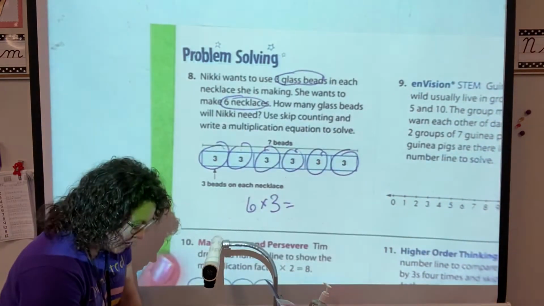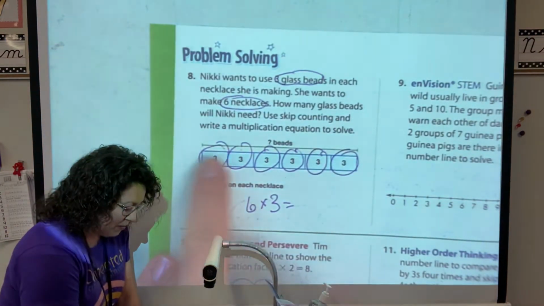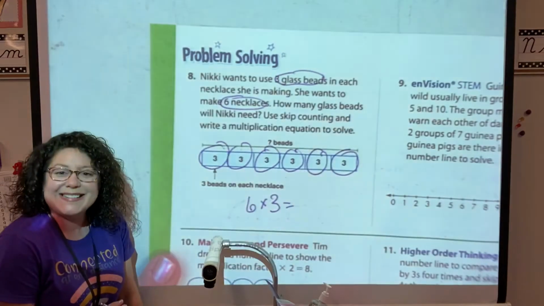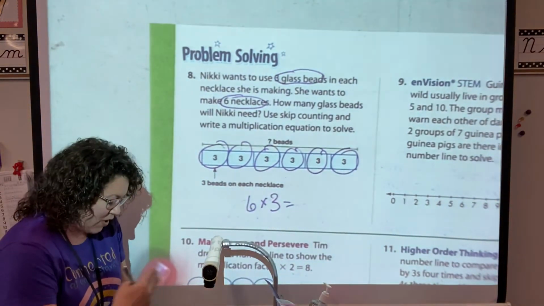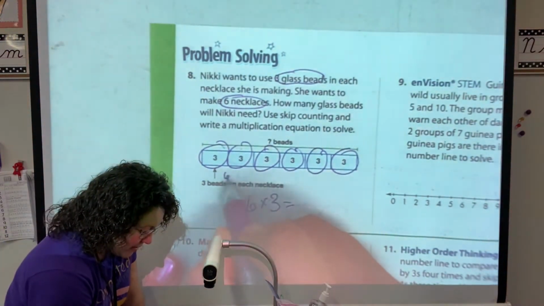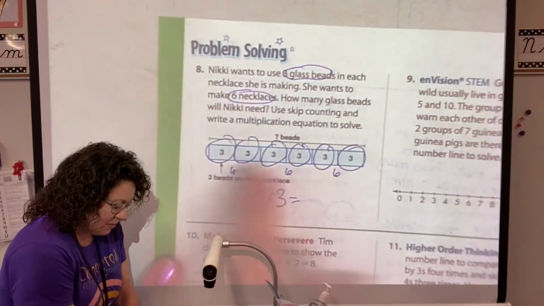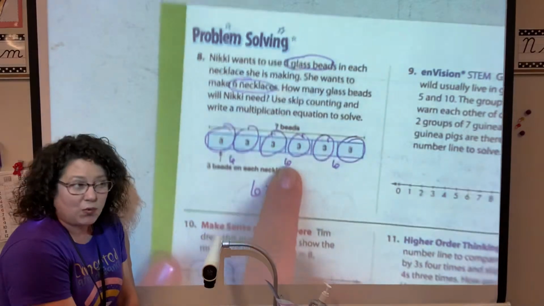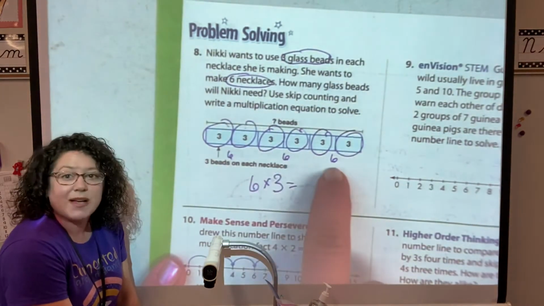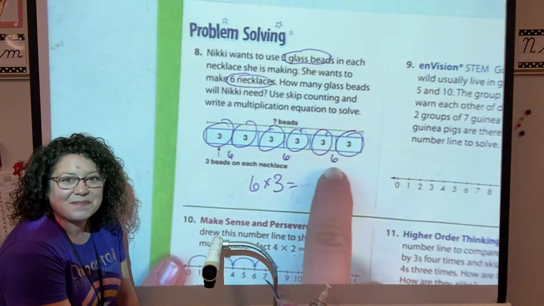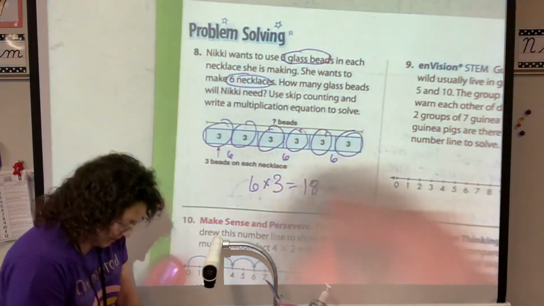6 times 3 is also 3 plus 3 plus 3 plus 3 plus 3 plus 3, repeated addition. The same number repeated over and over. 3 plus 3 is 6. 3 plus 3 is 6. 3 plus 3 is 6. 6 plus 6 is 12. 12 plus 6 is 18.